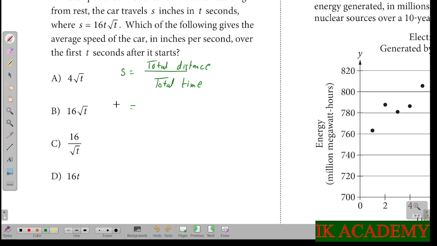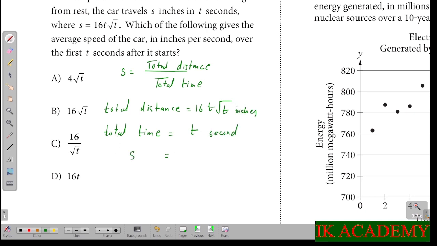So the total distance is equal to 16t square root of t, and the total time it takes to cover this distance is t. Total time is equal to t. So if we put in the values, the total distance divided by the total time, we will get the speed of the car in inches per second. The distance is in inches, and the time is in seconds. So speed will be the total distance divided by total time.